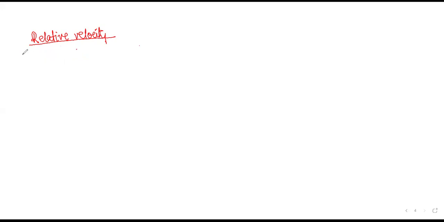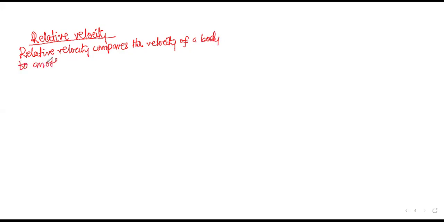So relative velocity compares the velocity of a body to another. Okay.